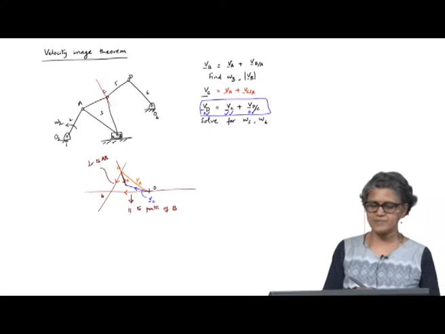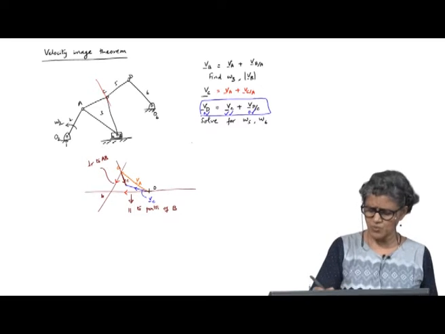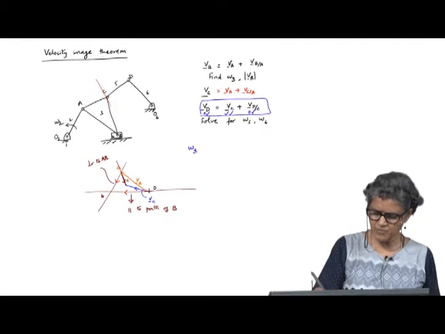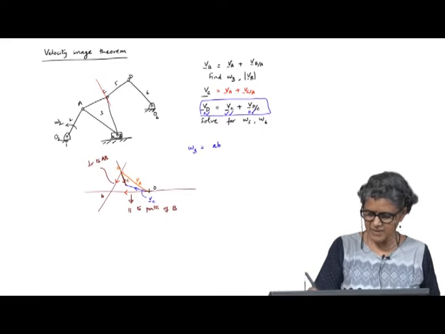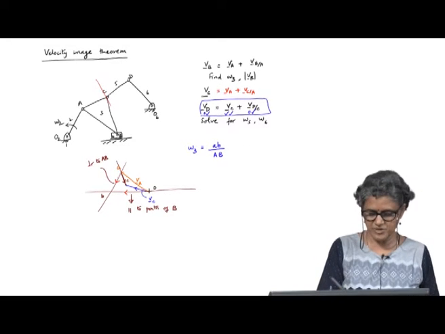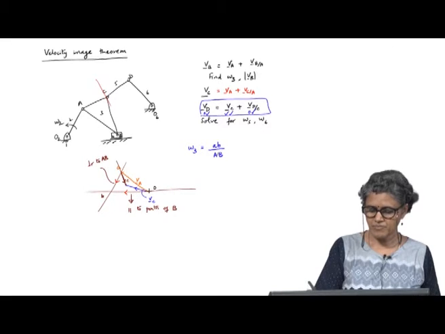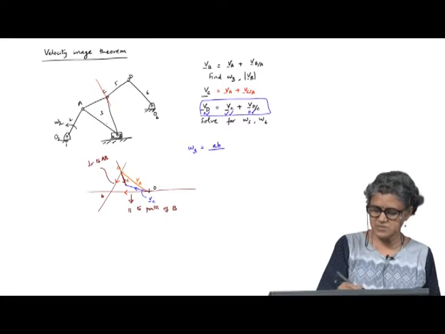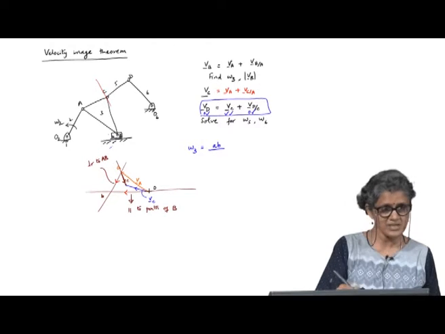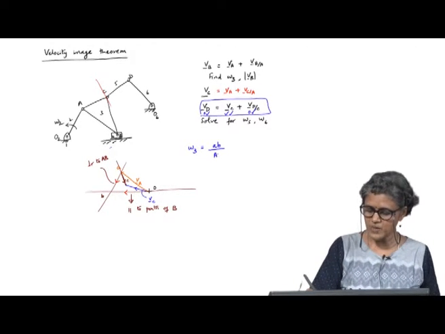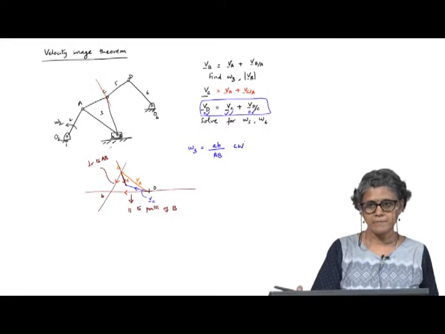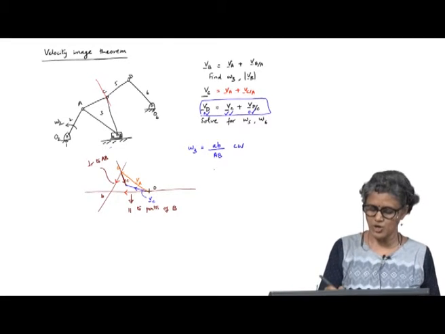Now, if you look at, so first what did we, omega 3, let us just determine omega 3 is from the velocity diagram, it is this length AB by AB, okay, and what would be the direction from this diagram? So, it is B, what would be the direction? B relative to A, and it is in this direction, which means omega 3 is clockwise, okay, omega 3 is clockwise.